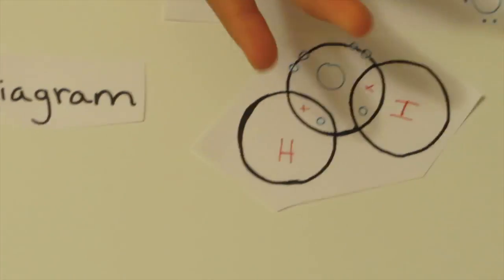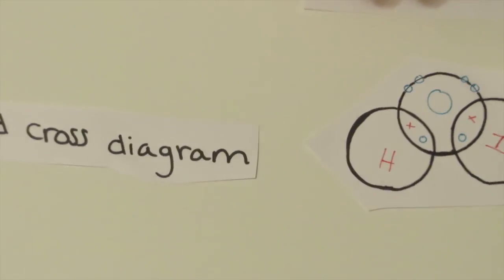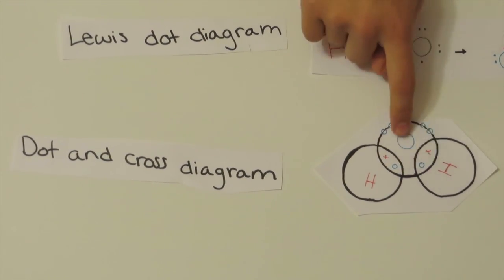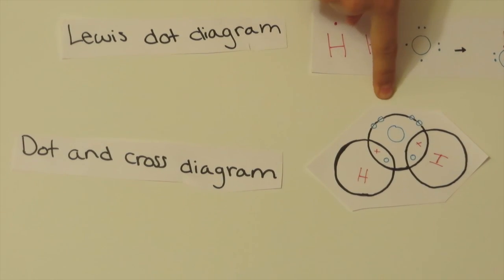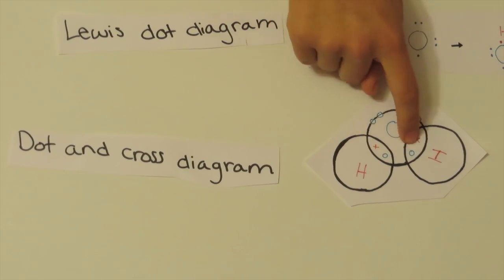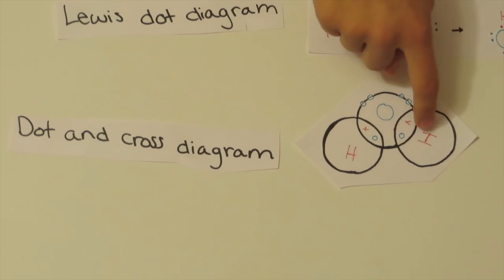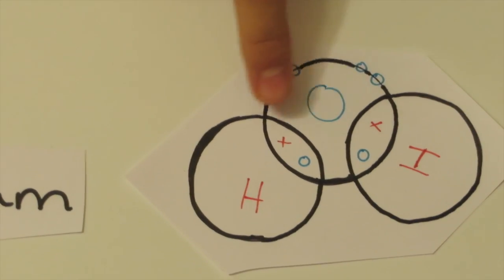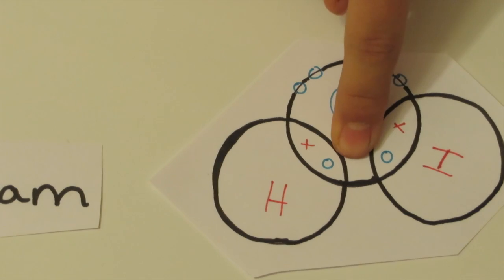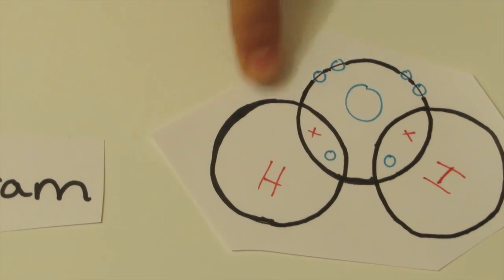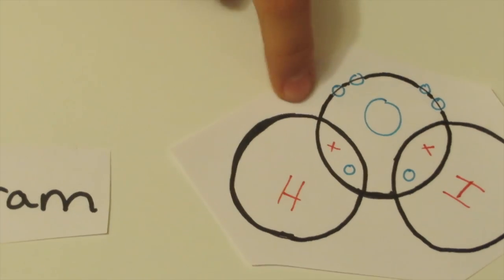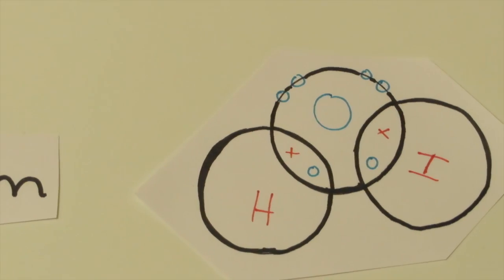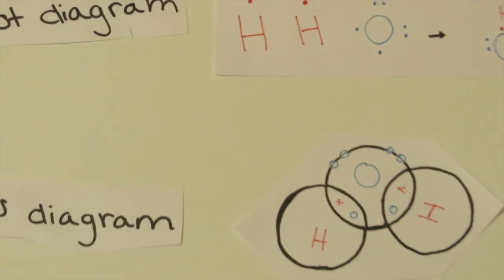One other way you can see that is in the dot and cross diagram. There are 6 dots representing the oxygen, and one cross representing each hydrogen. You can see that when they combine and when they bond, they have 2 valence electrons for the hydrogen, 2 valence electrons for the other hydrogen, and 8 valence electrons for the oxygen. And they're happy.